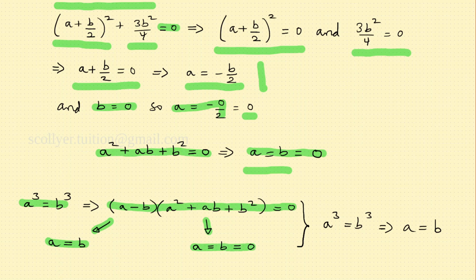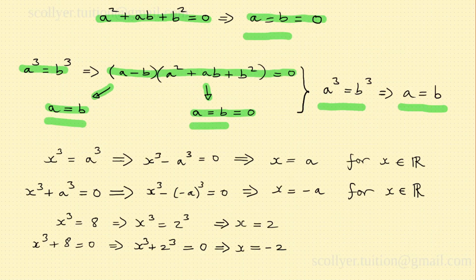But in both cases, a must equal b. So in total, we have shown that a cubed equals b cubed implies a equals b as required. And from this result, it immediately follows that if x cubed equals a cubed, which is equivalent to x cubed minus a cubed equals 0, then x must equal a if x is real. And similarly, if x cubed plus a cubed equals 0, which is equivalent to x cubed minus (minus a) all cubed equals 0, then x equals minus a as long as x is real.